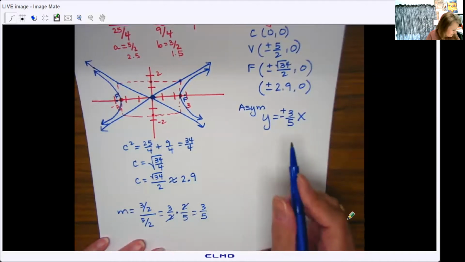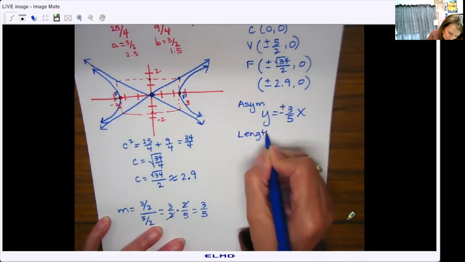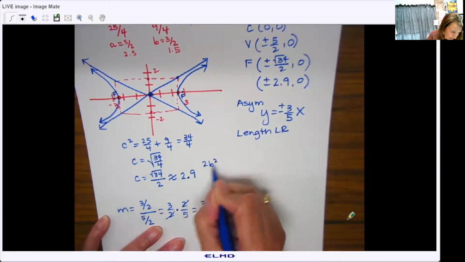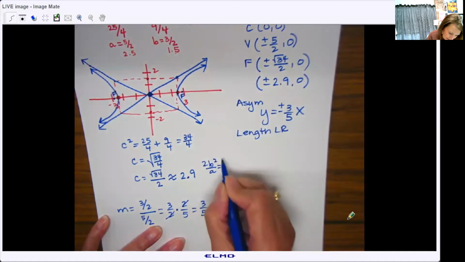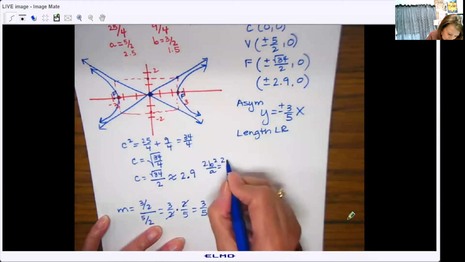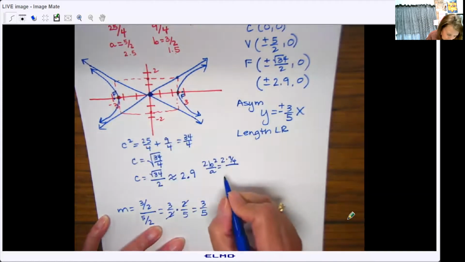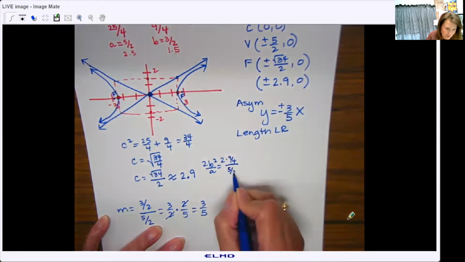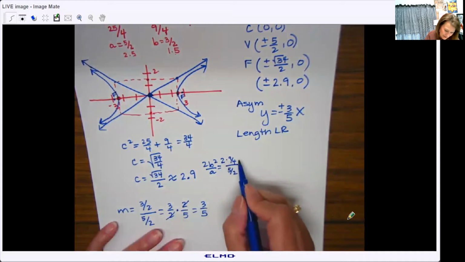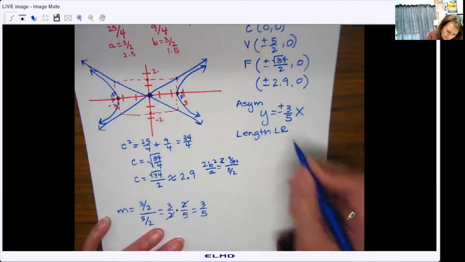Let's see. We need the length of the LR. The length of the latus rectum is 2b squared over a. That's going to be 2 times 9/4 divided by a, which is 5/2. Grab a calculator and simplify that. 2 times 9 over 4 is going to be 9/2, divided by 5/2. It looks like it's going to be 9/5.